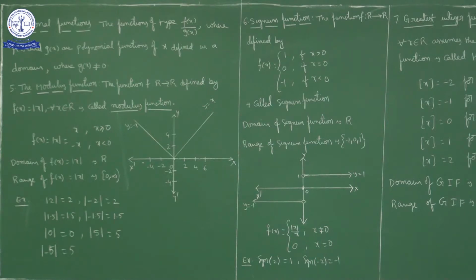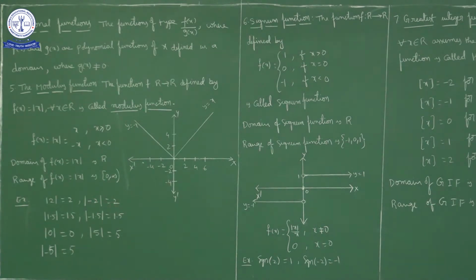Modulus function: a function f from R to R, which means the domain is all real numbers and the codomain is also all real numbers, defined by f of x equal to modulus of x for every real number, is called the modulus function. A modulus function or absolute value function gives magnitude. Now example, modulus of 2 is what? 2. Modulus of minus 2, magnitude wise 2.